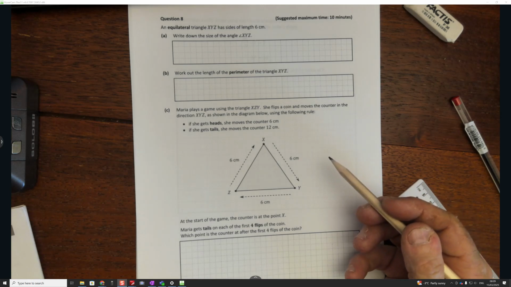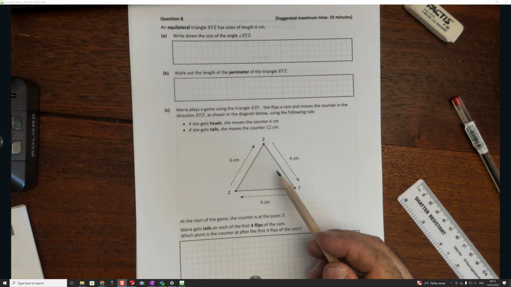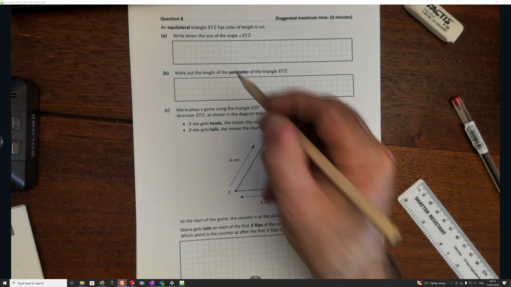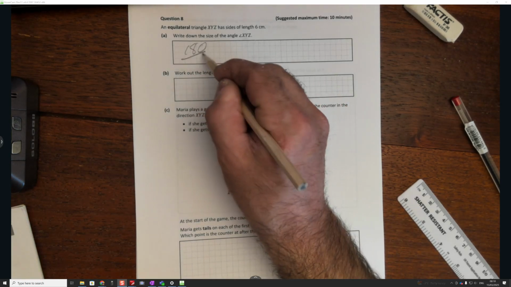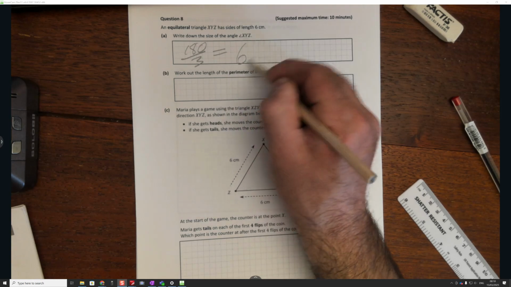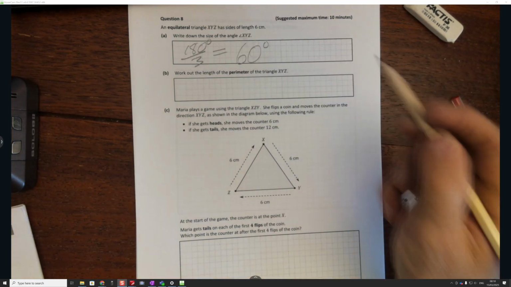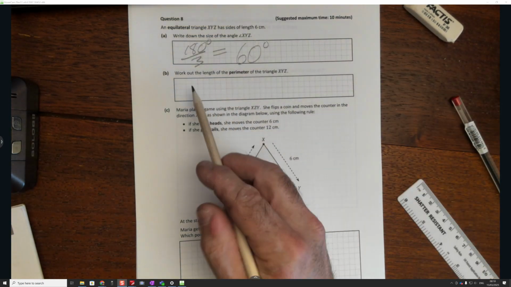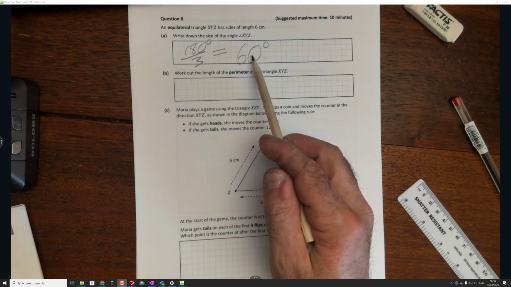The angles in a triangle add up to 180, and they're all the same. So obviously the calculation will be 180 over 3, which is 60 degrees. Okay, so that's the property of an equilateral triangle.